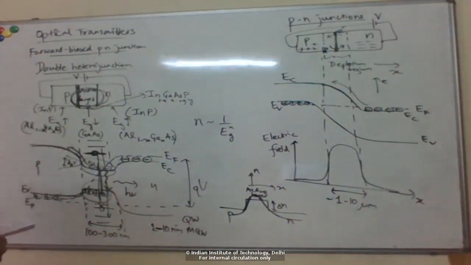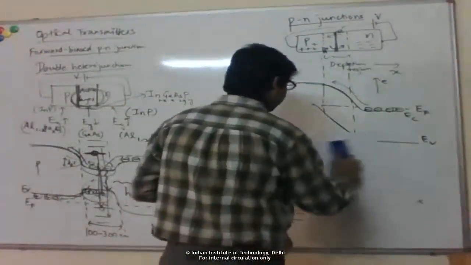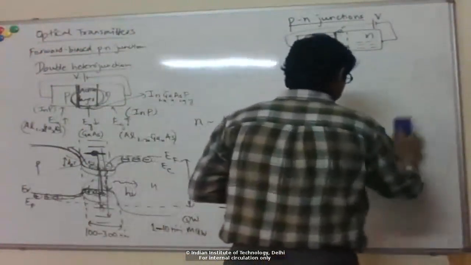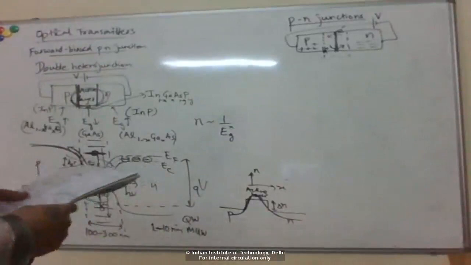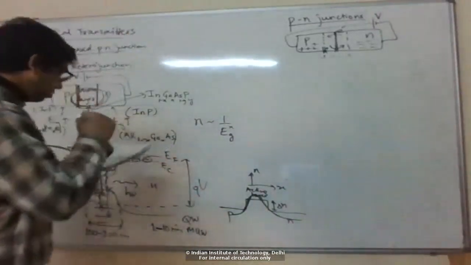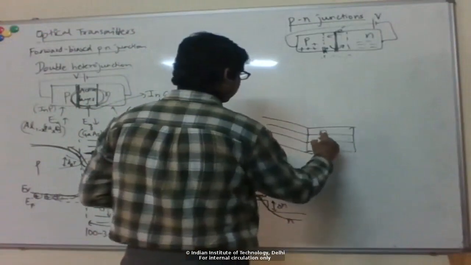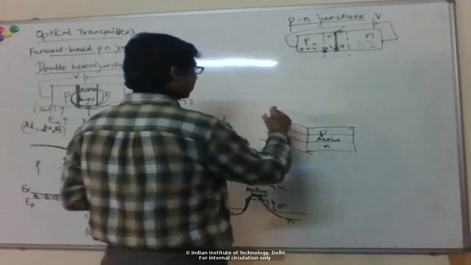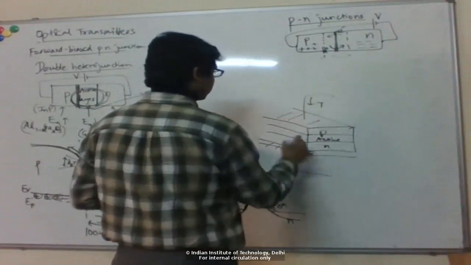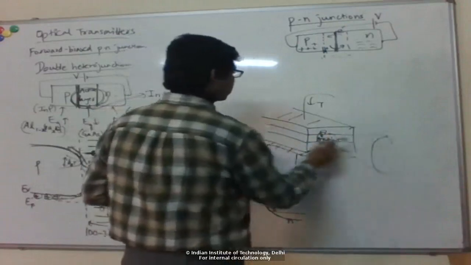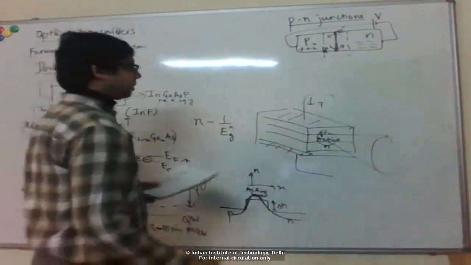Typically you can have edge emitting or top emitting kinds of devices. Edge emitting would be your P, active layer, N sandwich like that, and then you have metallization contacts on top and bottom. Then you pass current from top to bottom, and the light comes out from the side like this. So these are known as edge emitting.